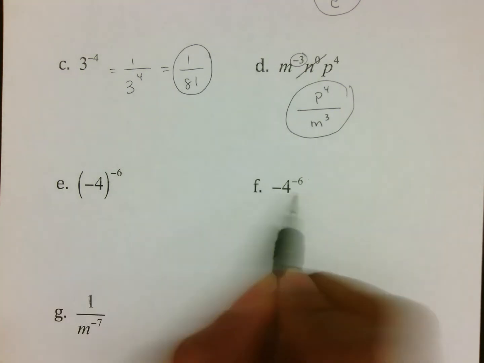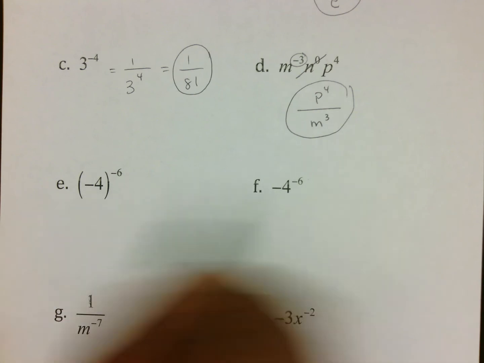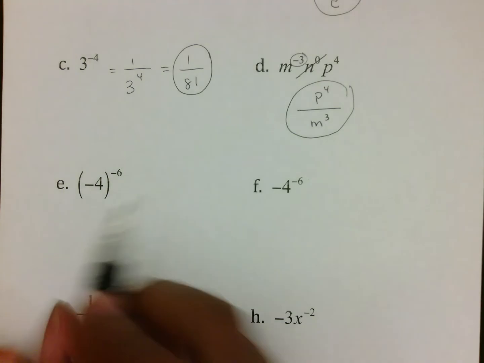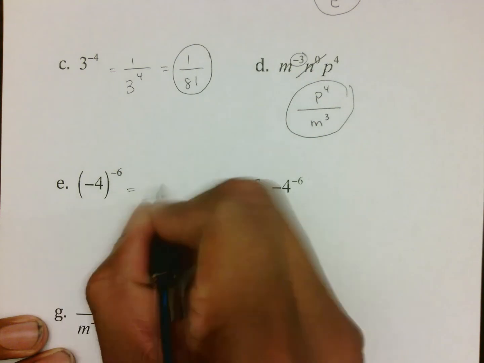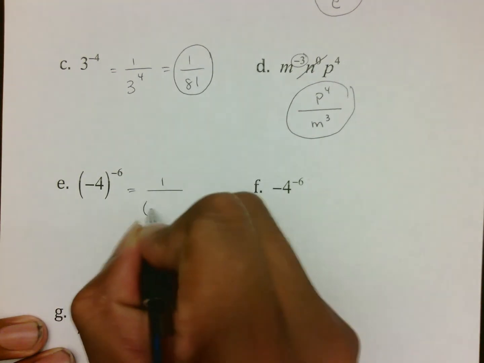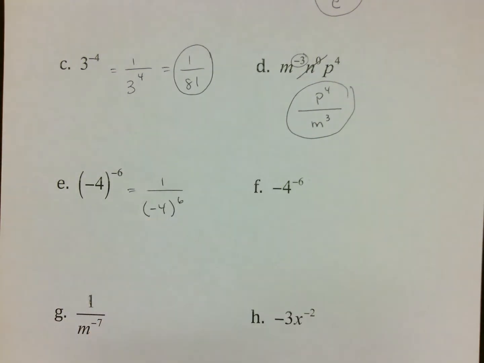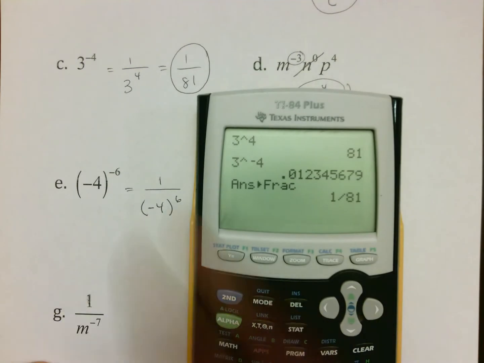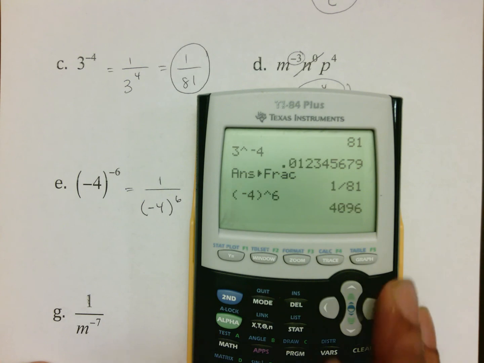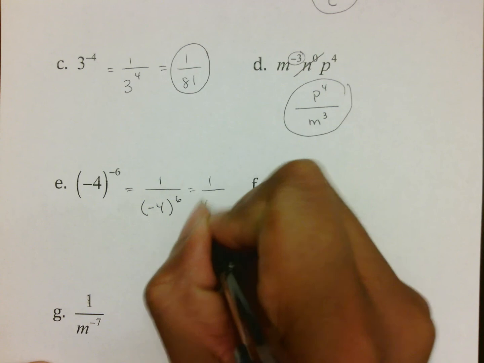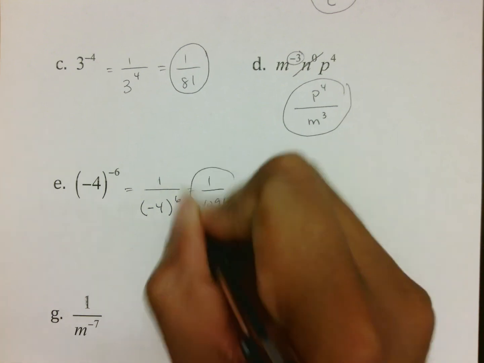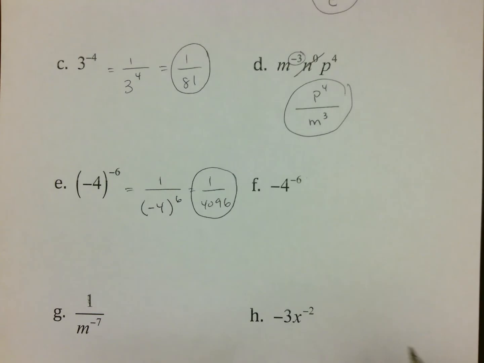These two look alike, but I want you to pay attention to what happens in terms of how I work them out. This negative is in the parentheses here, so whenever I have this, the first thing I'm going to do is put 1 over parentheses negative 4 to the sixth. I also want you to pay attention to what happens when I type in parentheses negative 4 caret 6, that I get the answer of 4,096. So it's 1 over 4,096. That is my simplified answer.